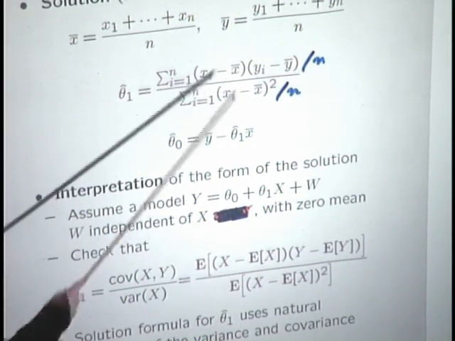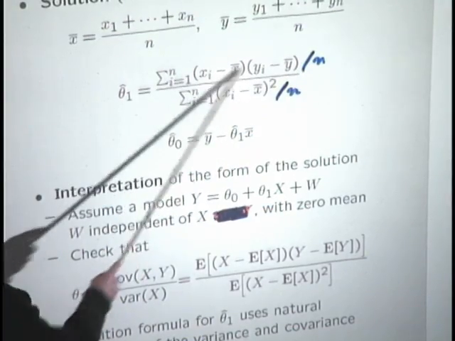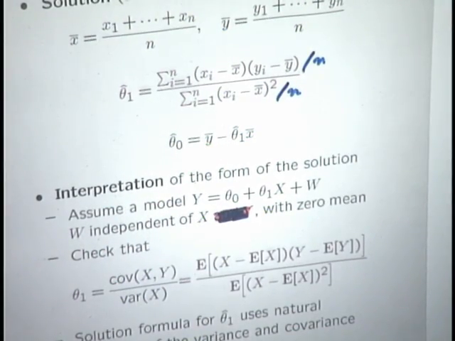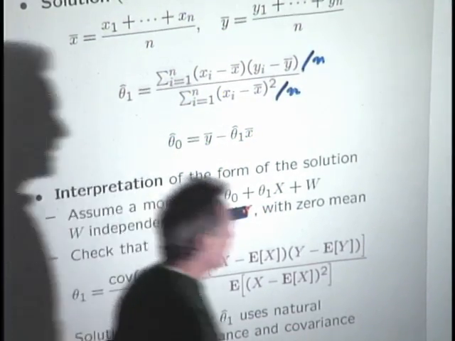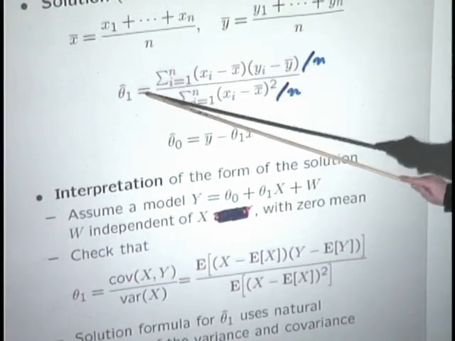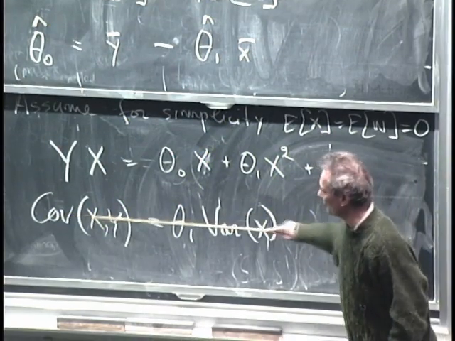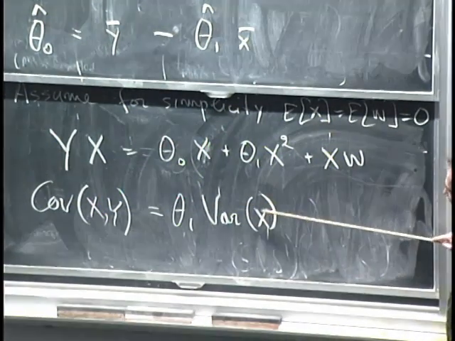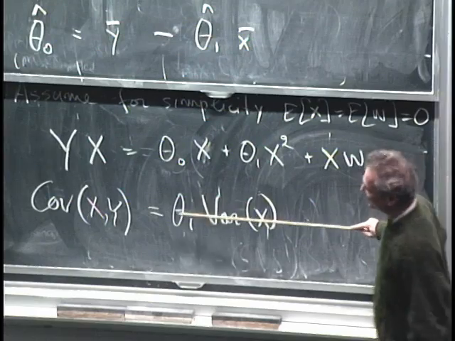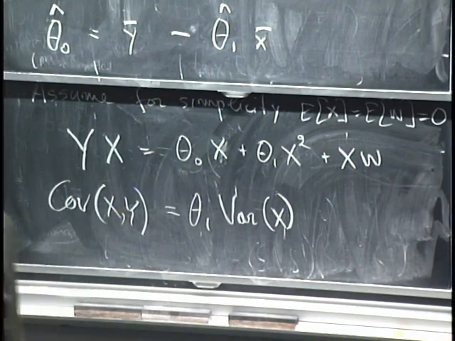And if we have lots and lots of data points, this quantity here is going to be a very good estimate of the covariance. So basically, one way of thinking about what this formula does is that it starts from this relation, which is true exactly, but estimates the covariance and the variance on the basis of the data, and then uses these estimates to come up with an estimate of theta 1.